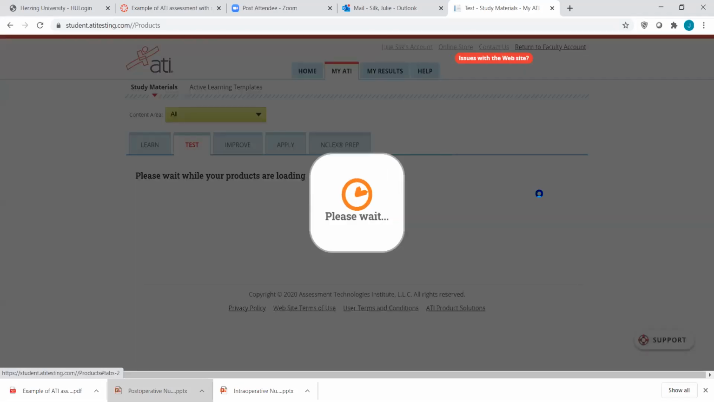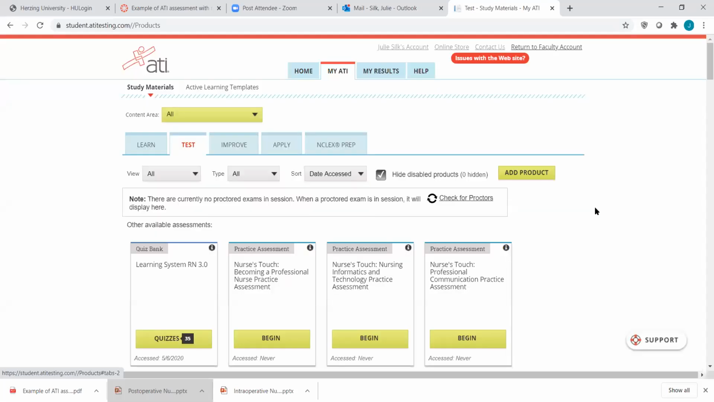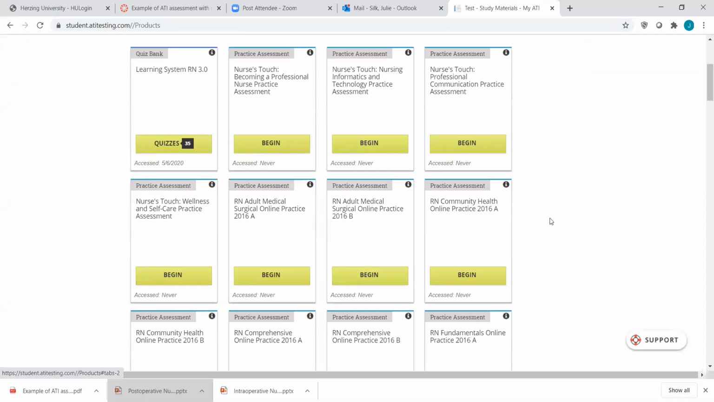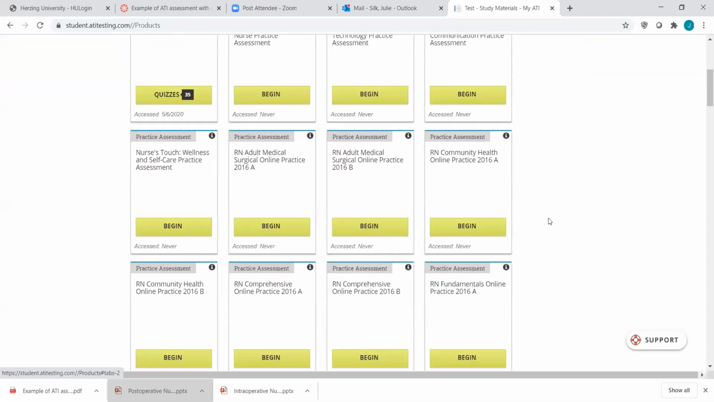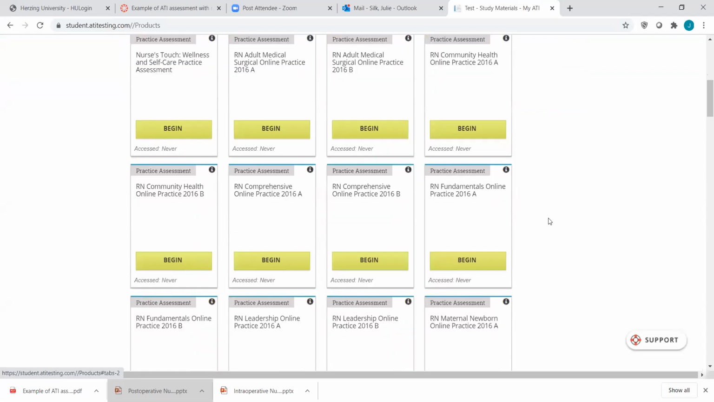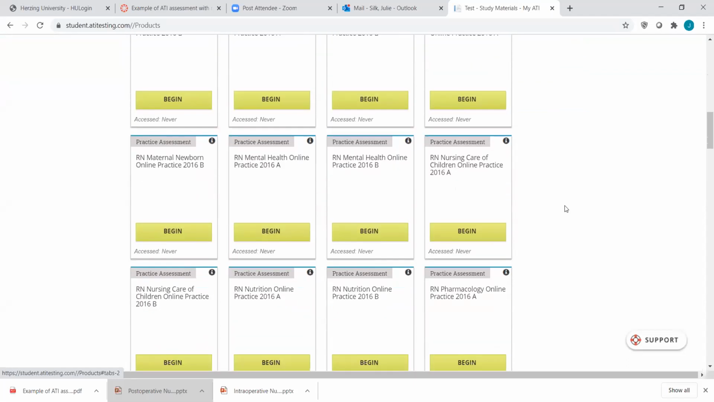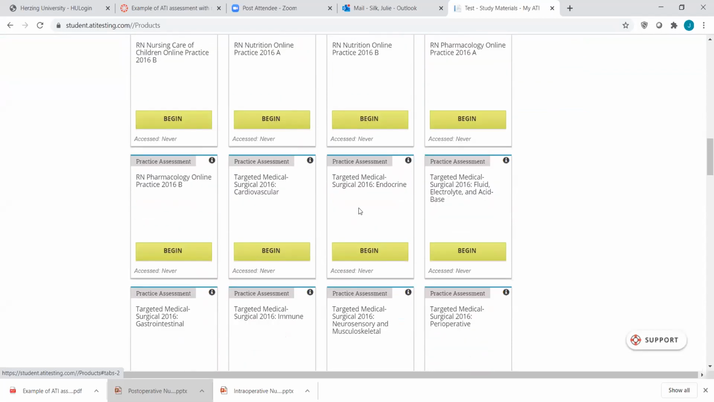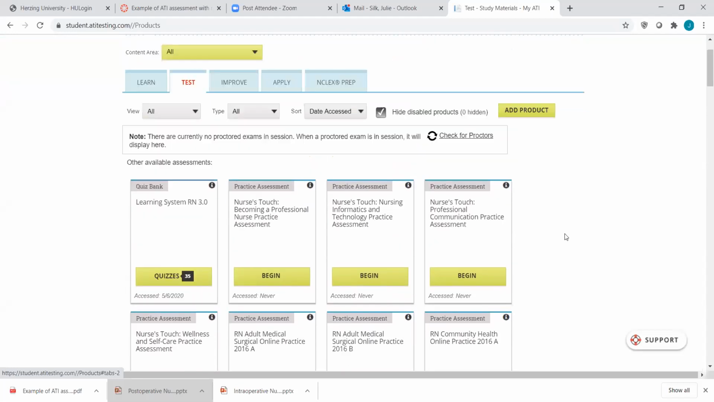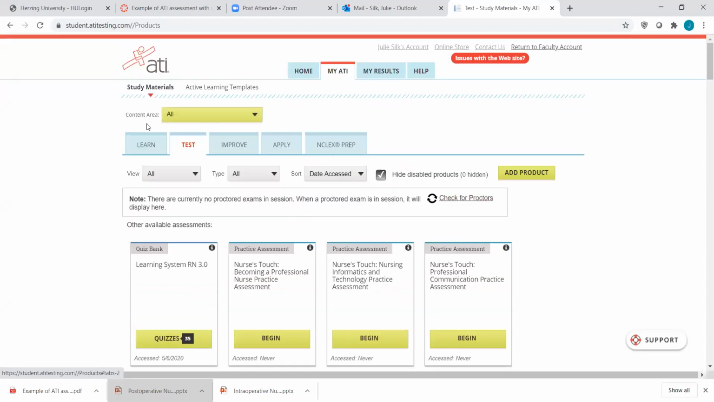Let's see. Yeah, here we go. So for the fundamentals, practice A and B, those would be here. You have to go to the 2019 though. Here's the 2016, so you would want the 2019. And then all of the targeted things should be on here as well. See, here's targeted endocrine, targeted. So that's where you find it. Again, you're just under My ATI and you go to test, and then that stuff should be in here.